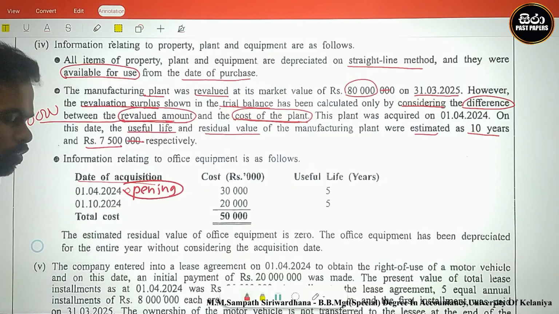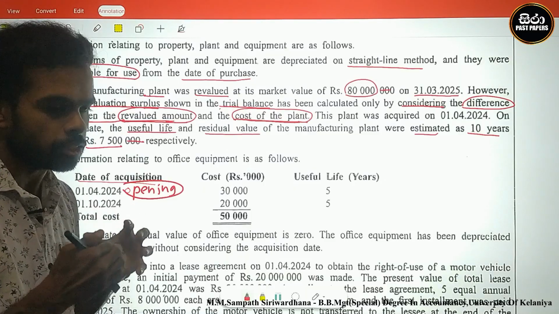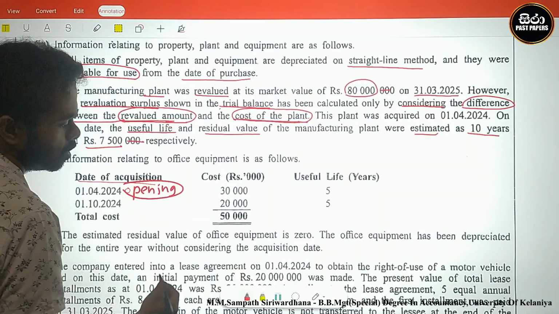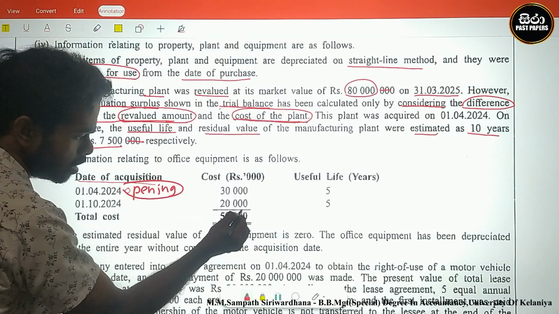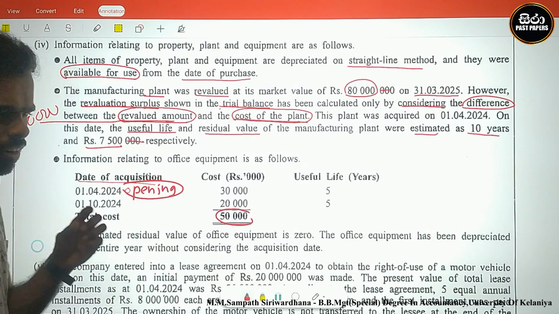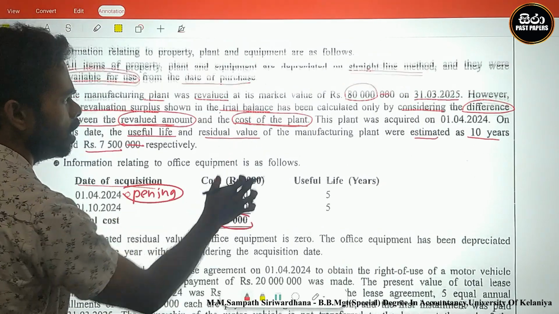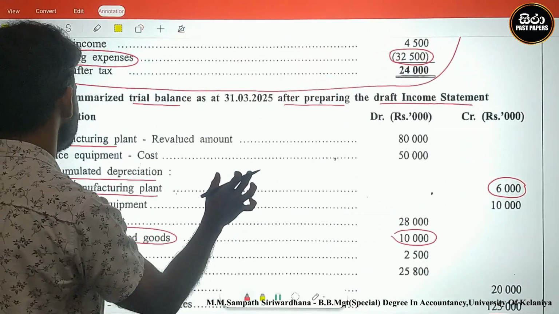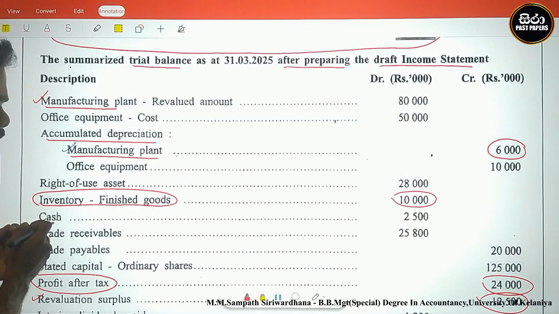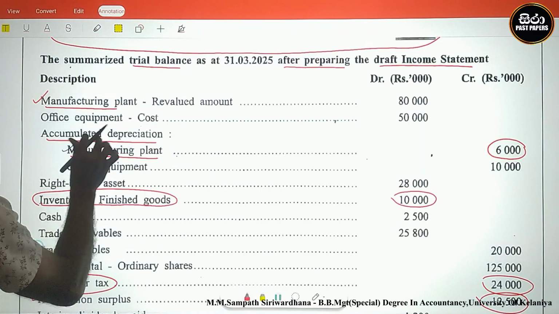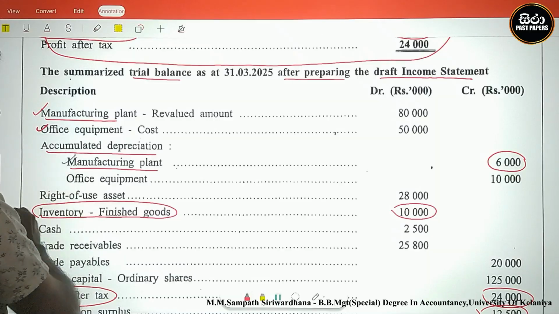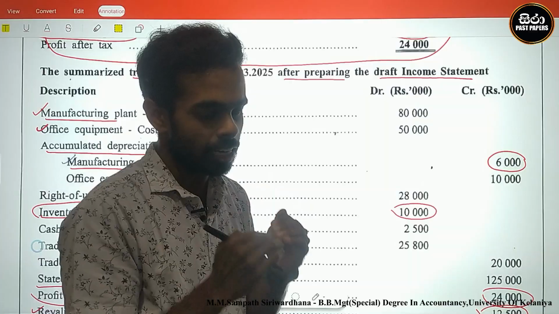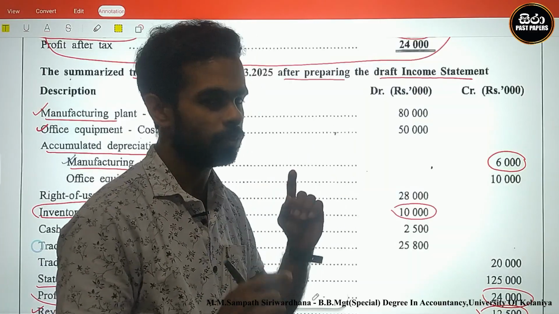Then on the 1st October 2024, after 6 months, there is another acquisition of 20,000 cost. The total cost is 50,000. We can find that total cost in the trial balance. Look here, office equipment cost 50,000. They already calculated and accounted for the 50,000 cost.